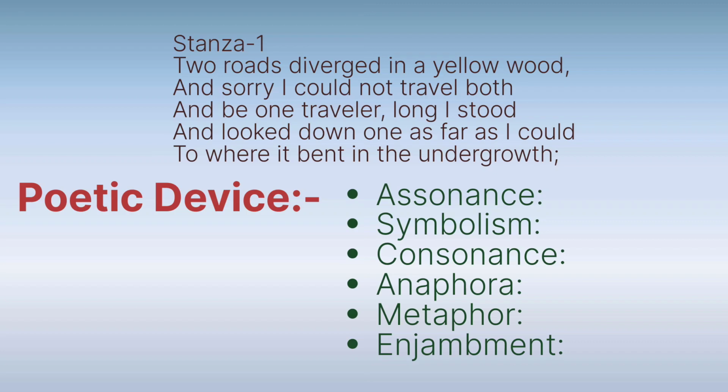Another poetic device is enjambment. In lines 3, 4, and 5 there is a continuous flow without any punctuation mark. These lines continue with the sentences. That is the enjambment. And another metaphor: the road is a metaphor for the choices we make in life. That is one metaphor.